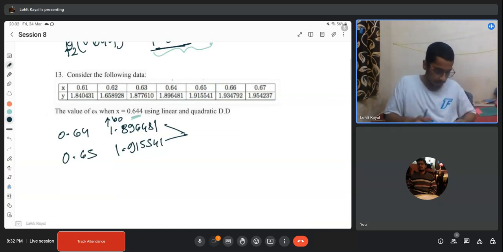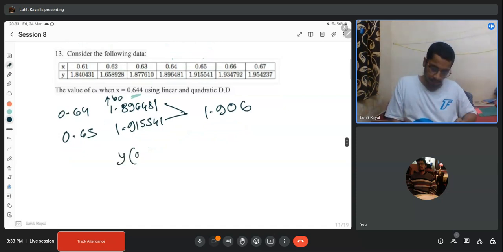So what will be the value for that? In just a moment. Right, so it will be 1.915541 minus 1.896481 divided by 0.65 minus 0.64, which is 0.01, right? So this value is 1.906.